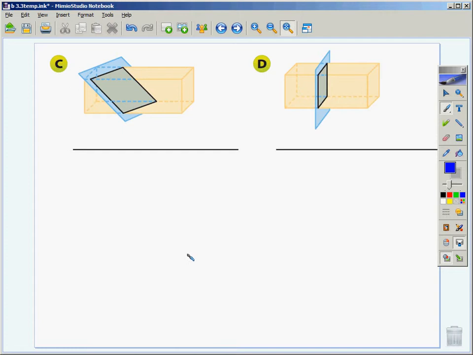Let's look at C and D. Is there going to be parallelograms? Let's look at C. I can already see our homework. Here they took a rectangular prism, and instead of passing the plane through parallel to the bases, they angled it. This shape that's in here, what is it going to be? It's a parallelogram.